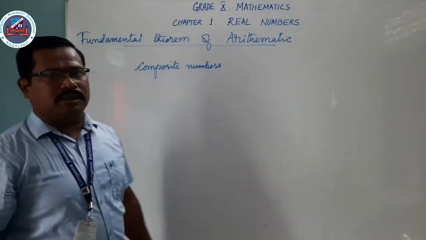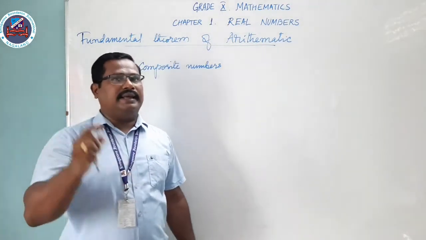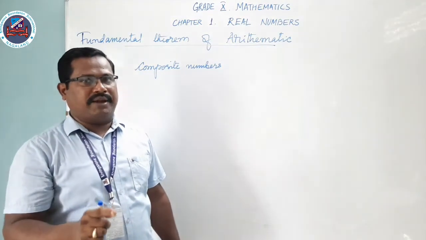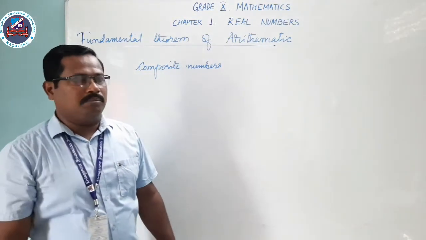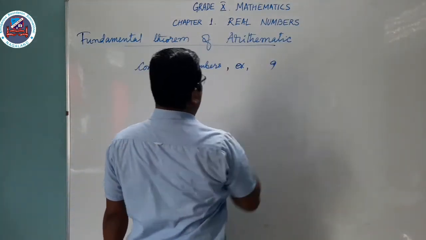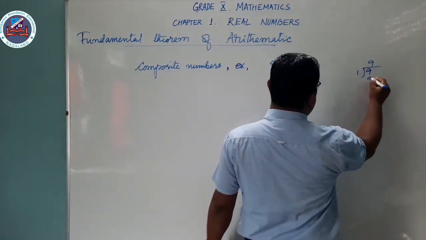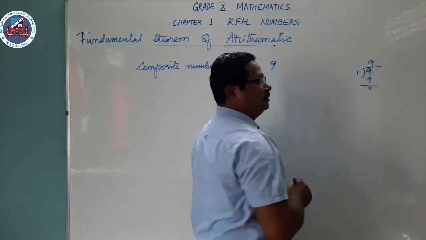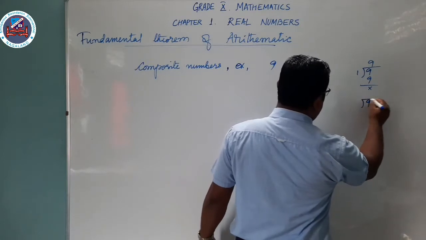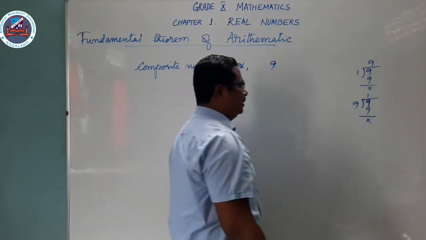Composite numbers are those numbers which have 1 and itself as a factor as well as any other number as a factor. Those numbers we call composite numbers. Suppose, for example, 9. We know that it is divisible by 1. 1 nine times is 9. Completely it is divisible by 1. We even know that 9 can be divided by 9 itself also. 9 ones are 9. Then no remainder.